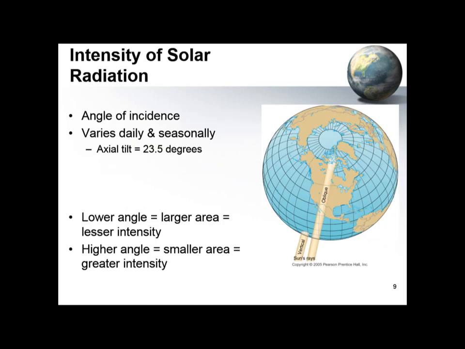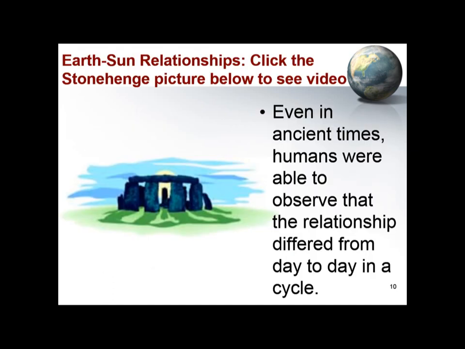Intensity of solar radiation. What does it mean? Angle of incidence varies daily and seasonally. Lower angle, larger area, lesser intensity. Higher angle, smaller area, greater intensity. So, Earth-Sun relationships. Even in ancient times, humans were able to observe that the relationship differed from day to day in a cycle.